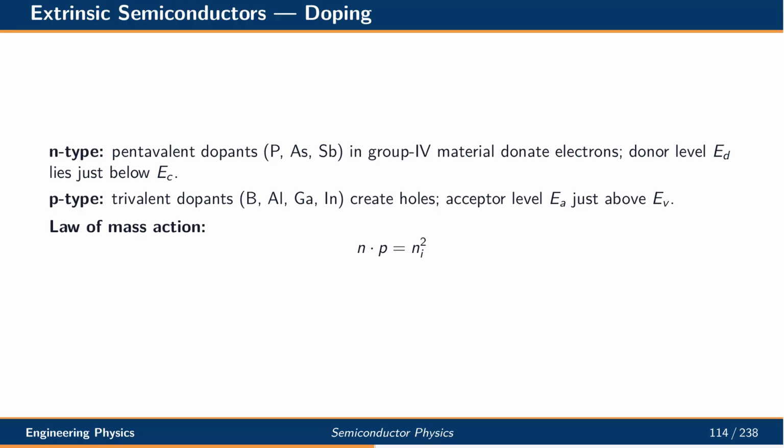Doping introduces controlled impurities to greatly increase carrier density. Pentavalent dopants like phosphorus, arsenic, or antimony donate extra electrons, creating an N-type semiconductor. Trivalent dopants like boron, aluminium, gallium, or indium create holes, producing P-type material. The law of mass action states that the product of electron and hole concentrations equals the square of the intrinsic carrier density, regardless of doping. This simple rule governs all doped semiconductors.